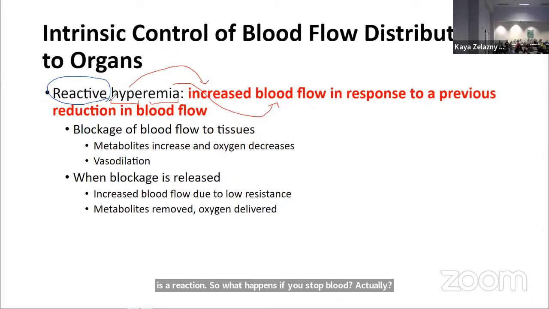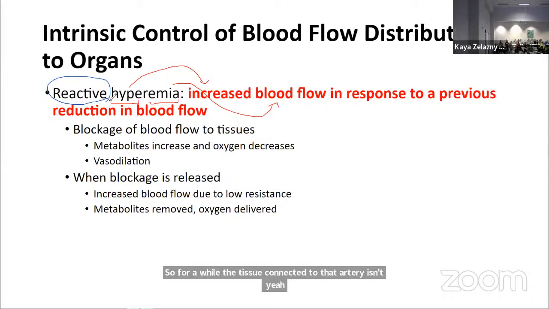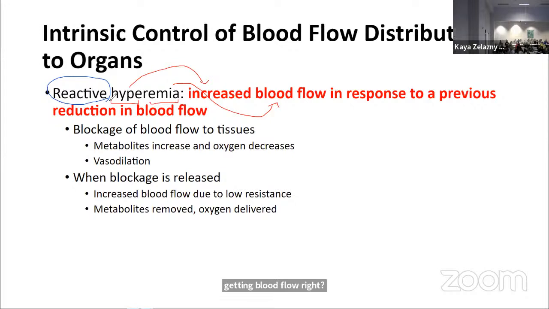So imagine we have our arteries going into arterioles, going into capillaries, going to some organ. You have, I don't know, surgery or something, and they clamp down the artery so that they can cut off blood flow and do a little surgery in that area, right? So for a while, the tissue connected to that artery isn't getting blood flow, but those cells are probably still doing their thing. They're probably still a little bit metabolically active to the best degree possible, given that they have no blood flow.